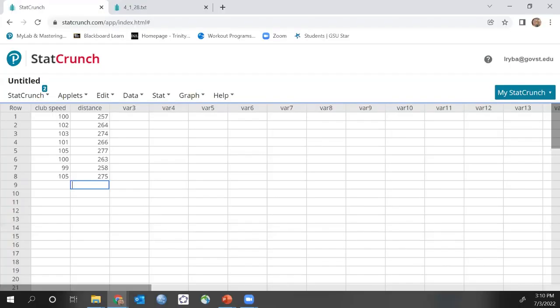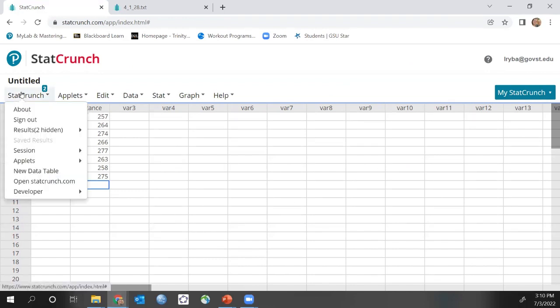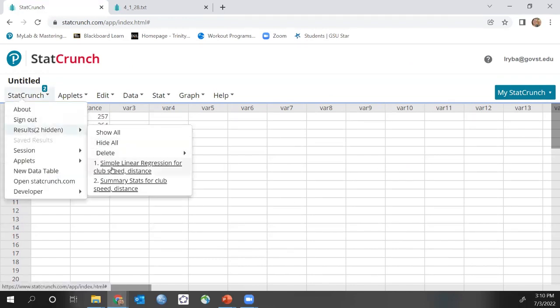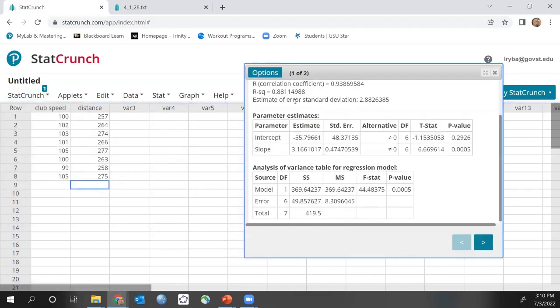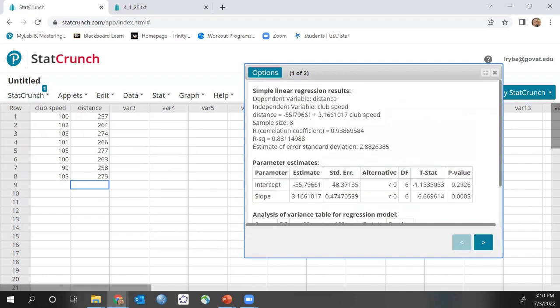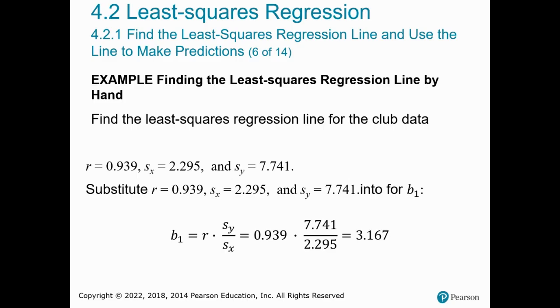So let me go back. Again, it's me a little off because I rounded. I had negative 55.88 and 3.167. So I was pretty close to what StatCrunch did here, but I rounded. StatCrunch didn't round. So just to show you again here, it does have all of the work done for you in the PowerPoint that we did do by hand on the previous slide.